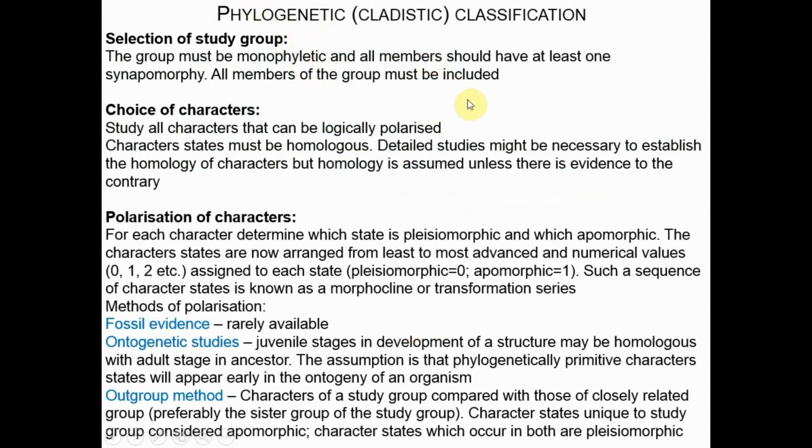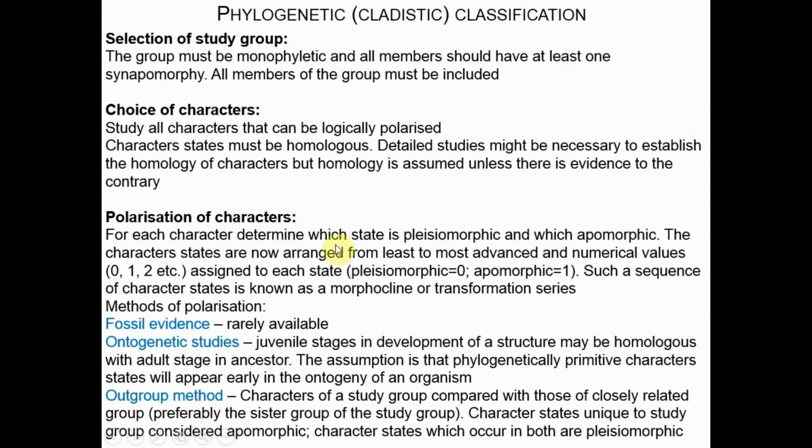Study group must be monophyletic, and it should have at least one synapomorphy. So all of the members of the particular group should at least share one character. And all the members of the group must be included. If some are not included, then it's obviously paraphyletic or polyphyletic. The characters must be logically polarized from primitive to more advanced. They must all be homologous, so it means they must all be descended from a common ancestor. Sometimes detailed studies are necessary to determine homology, unless there is evidence to the contrary.